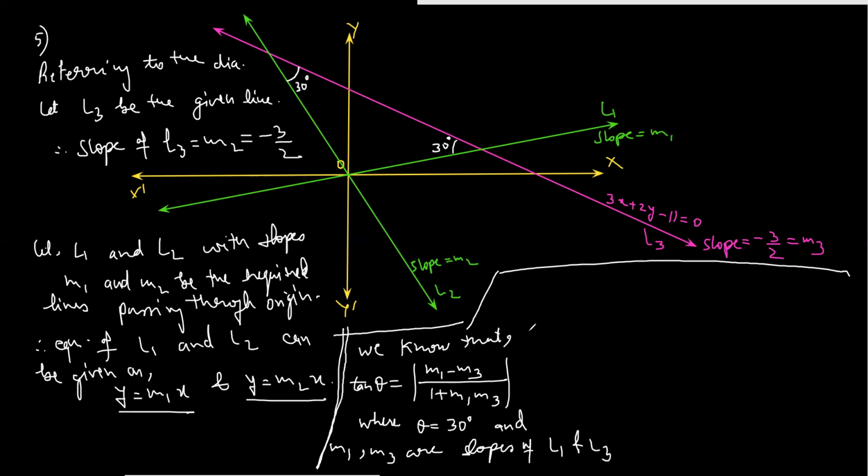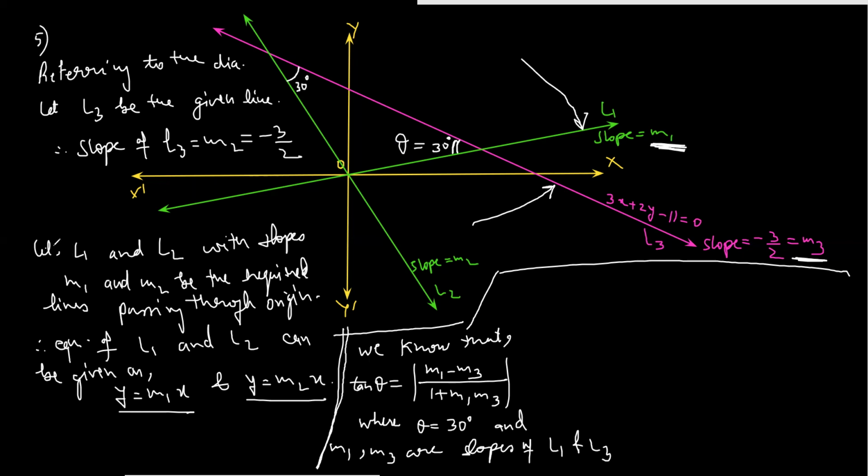See, students, I want you all to follow this. Tell me, where is line L1? This is line L1. Where is line L3? This is line L3. What is the slope of L1? M1. What is the slope of L3? M3. What is the angle between L1 and L3? 30 degrees. So this theta is 30.